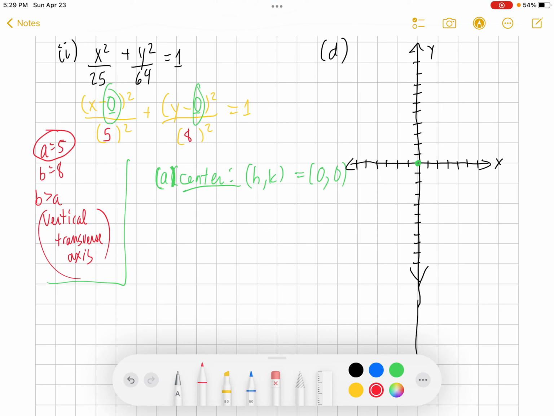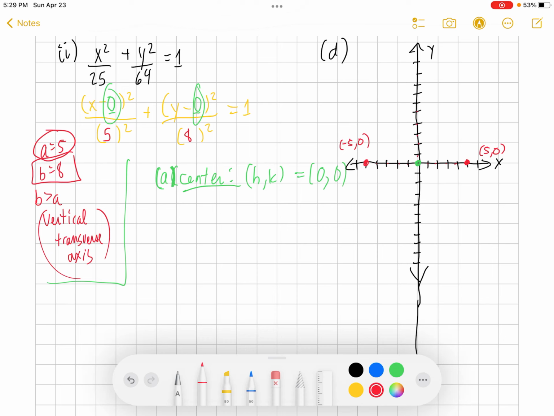Now to find my vertices, I am going to use, first of all, a. a is associated with x, so it's horizontal. So I'm going to go from the center 5, 1, 2, 3, 4, 5 to the right. There's one of my vertices, 5, 0. Then back to the center, 5 to the left, 1, 2, 3, 4, 5. It'd be negative 5, 0.